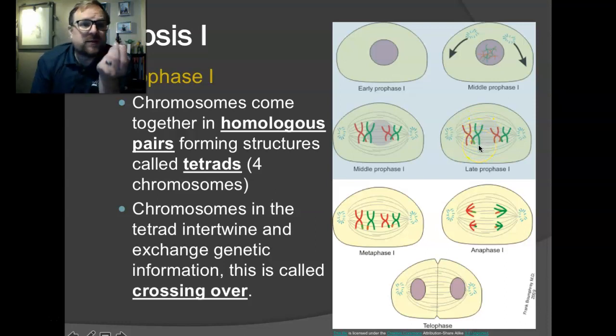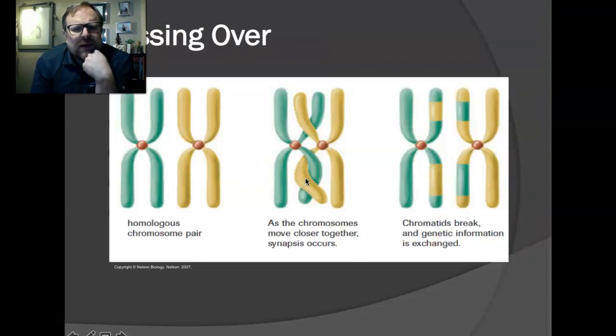And so what they've done is they've swapped genetic material. They've crossed over. Some of the genetic material is crossed over between the mother's chromosomes and the father's chromosomes. I hope that makes sense with what's going on here. So this is another example, just a little close-up that came out of your textbook, of what's happening with crossing over and the swapping of genetic material.